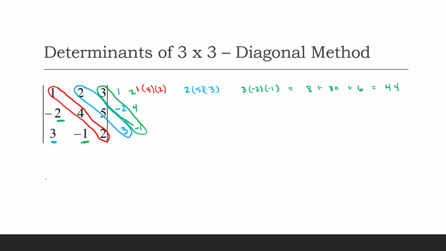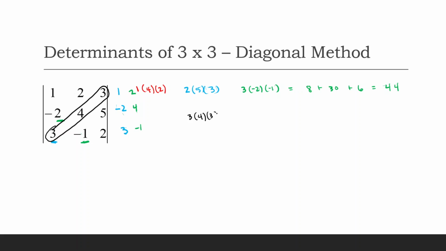Okay, now we're going to come back and do the same thing with the upward diagonals. We just did the downward. Now we're going to do the upward. So the main upward diagonal is 3 times 4 times 3. The next one is negative 1 times 5 times 1. And the last one is 2, negative 2, 2.